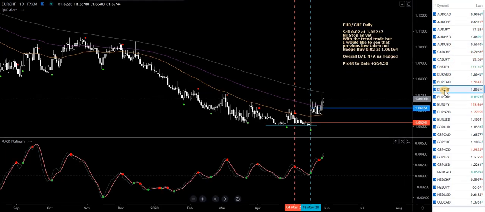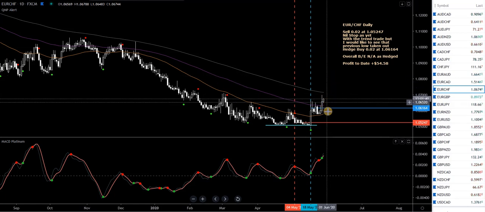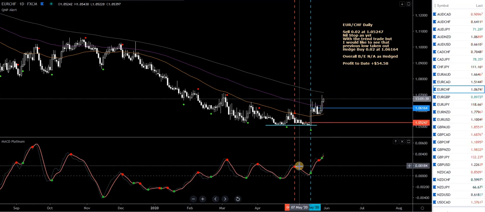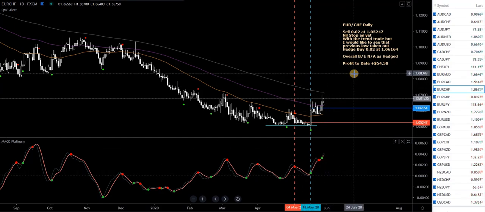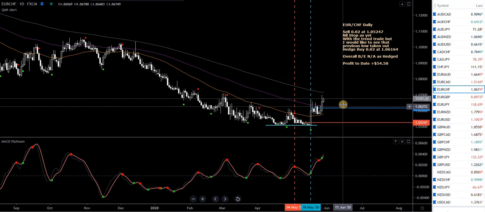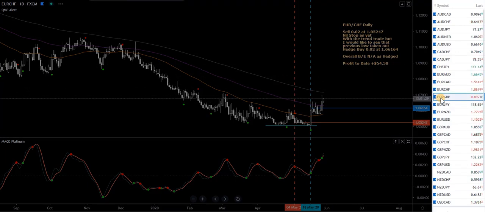Euro Swiss, should be 2 trades here. Took a sell here, hedge buy, and that's all I'm in. Nice baseline here. Not sure how high this is going to go, but the MACD platinum hasn't gone below the 0 level yet, and it's heading up, so we'll just let it sit at the moment, locking in the loss between those 2 levels there, looking for a new sell or a second sell.